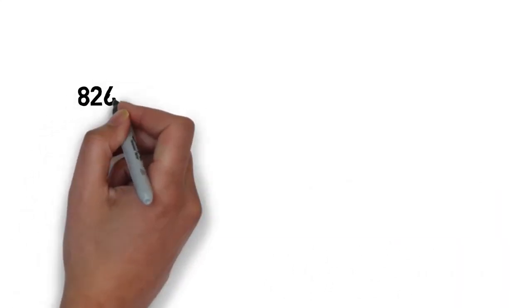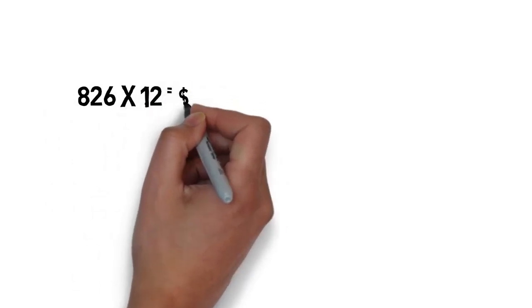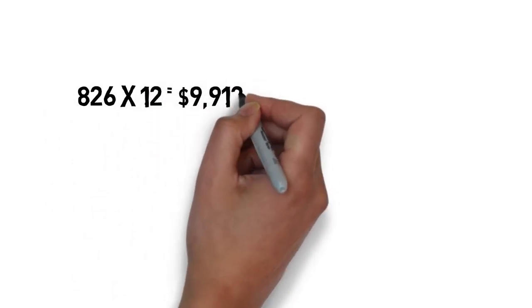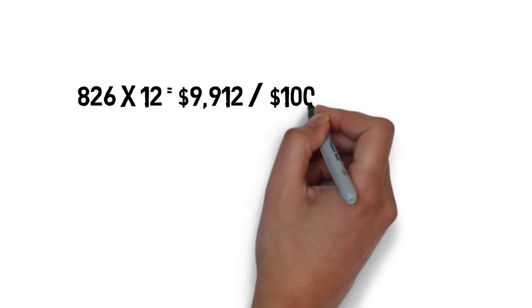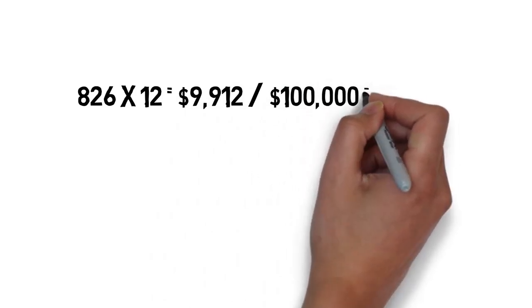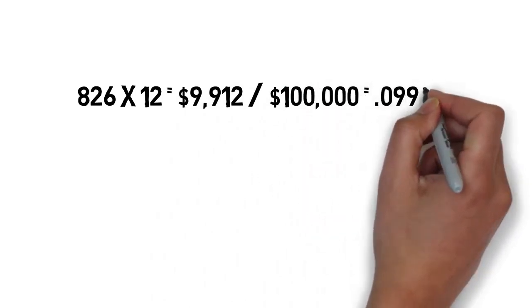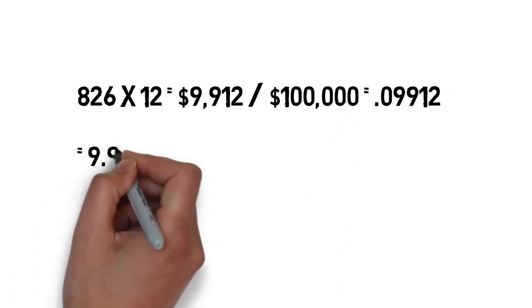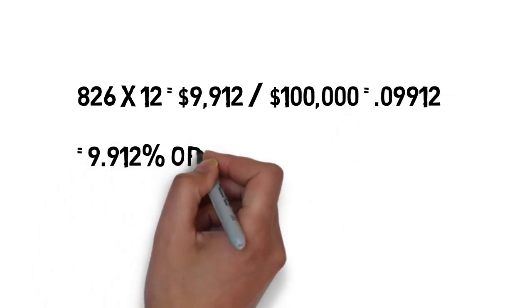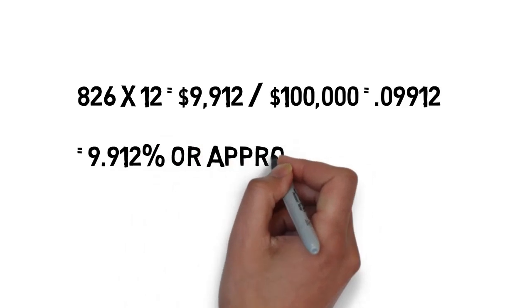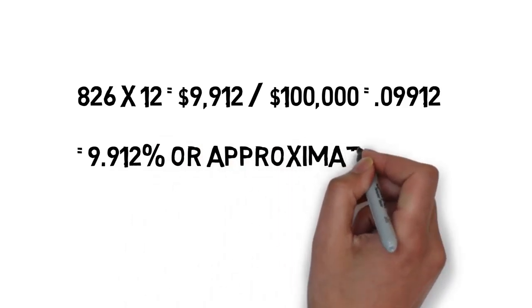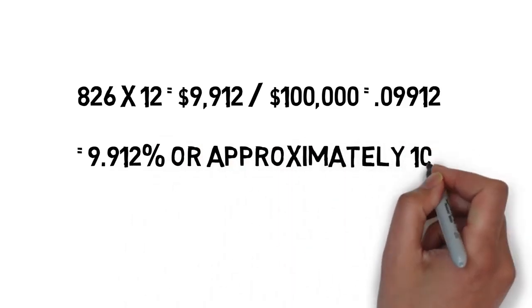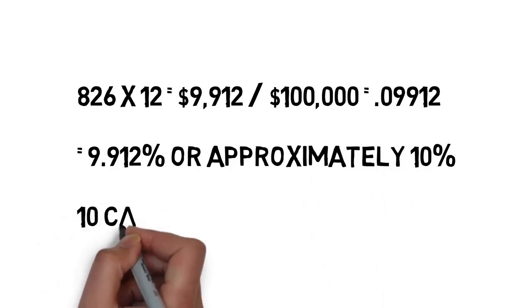For this example, that's an NOI of $826 times 12, which equals $9,912. Then we'll divide that by our total investment of $100,000, which gives us 0.09912. This equals 9.912%, or approximately 10%. That makes this investment a 10 cap.